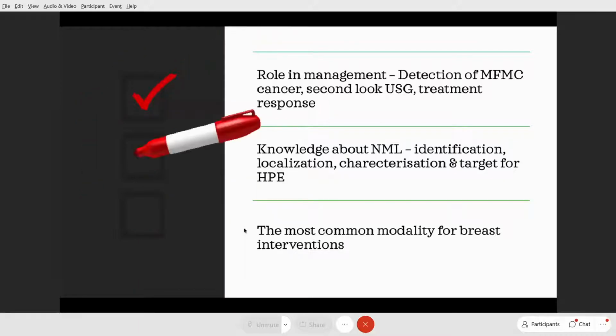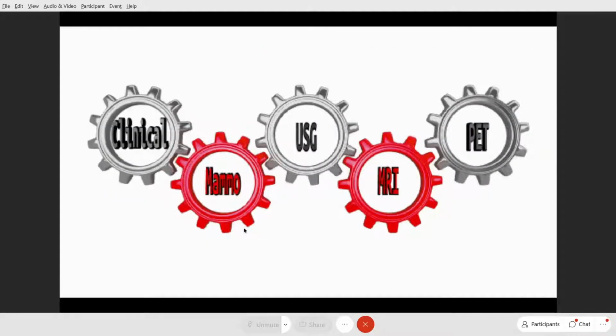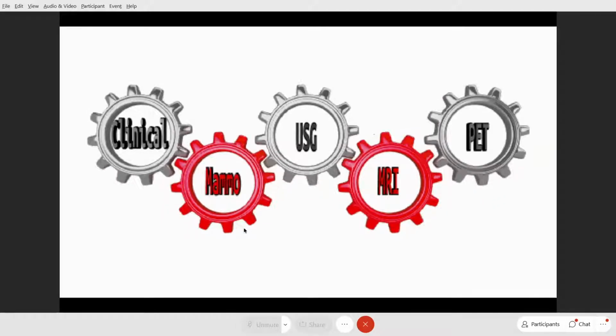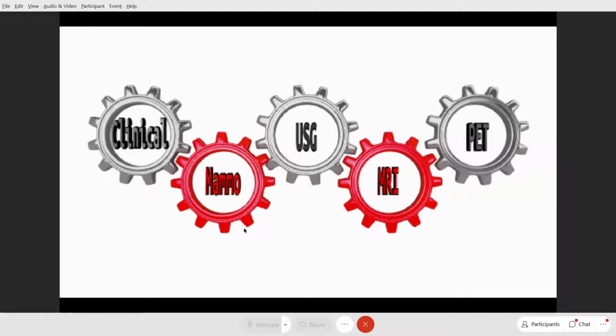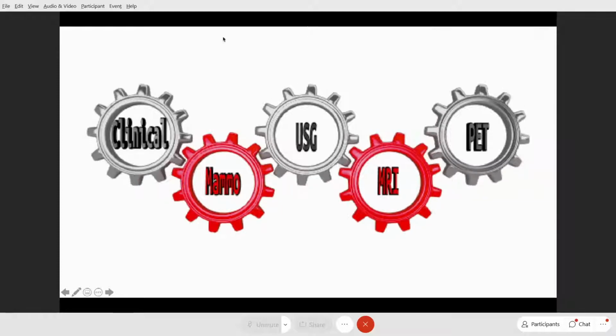And as we all know, the most common modality for breast intervention is ultrasound. If you use ultrasound in the right way, ultrasound will remain and will play an integral part in the management of breast diseases. Thank you for your patient listening.